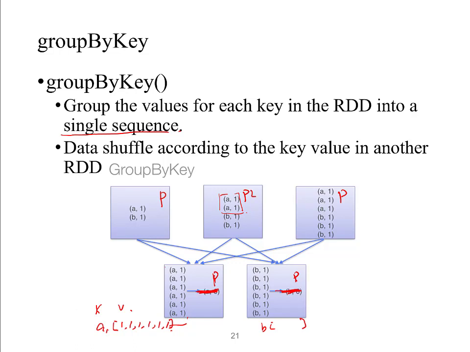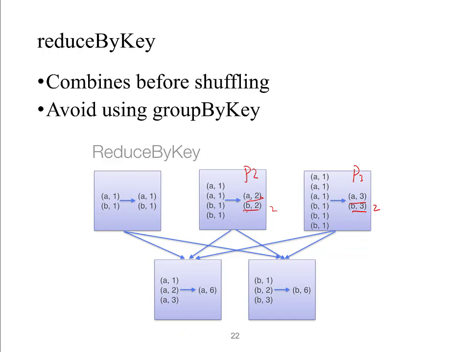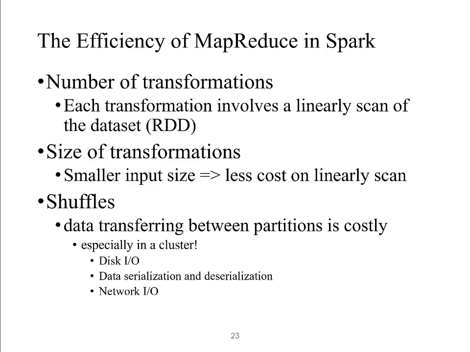But in group by key, it actually needs to transfer 4 records for partition 2 and 6 records for partition 3. Therefore, using group by key is usually much slower than reduce by key. That's why we suggest you avoid using group by key when you design the map. So this group by key, reduce by key example is just one of the many examples regarding the efficiency of MapReduce in Spark.